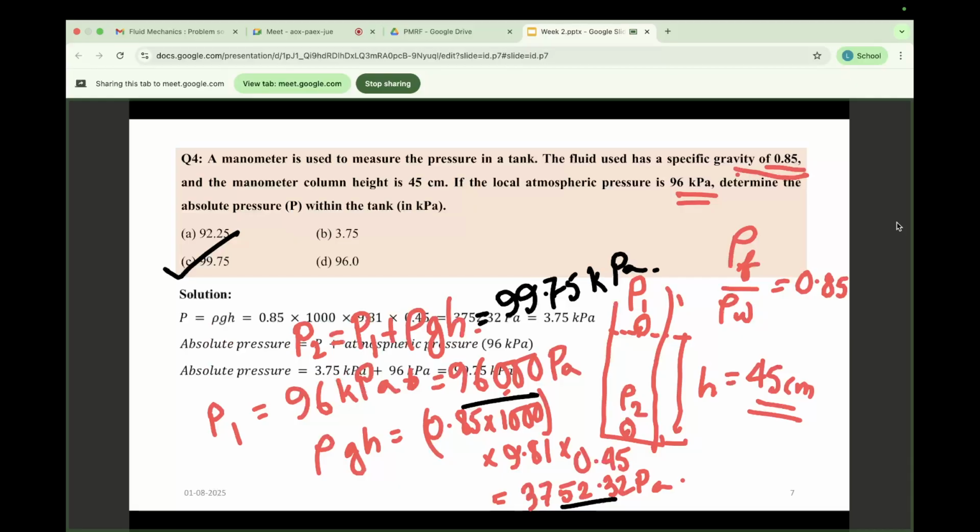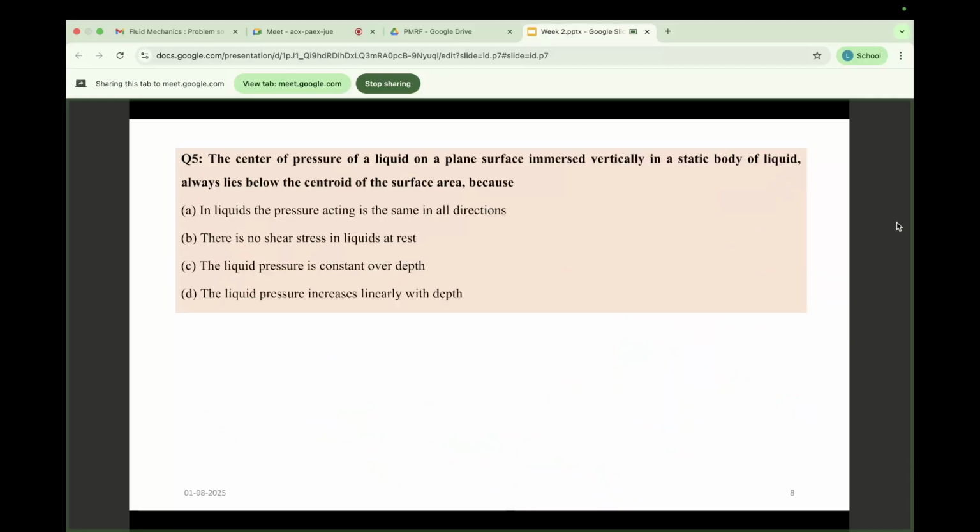So question 4 is done. So I am moving to question 5. It's a theoretical question. It just needs a little bit of your concept about pressure and the centroid. So please try to understand this question, and after that respond in this chat box.